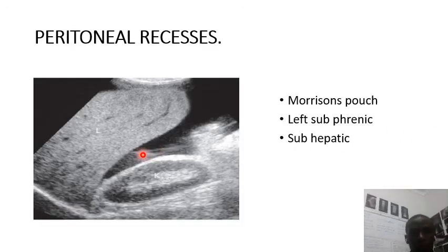Okay, so it is advisable to start with the Morrison's pouch, which is always the space between the right kidney and the liver, and in this case you were seeing some fluid which was filling the Morrison's pouch. It is also called hepatorenal space. Then we also have the left subphrenic space, this is the diaphragm, so sub, below the diaphragm. And we also have the subhepatic, which is the space below or inferior to the liver.